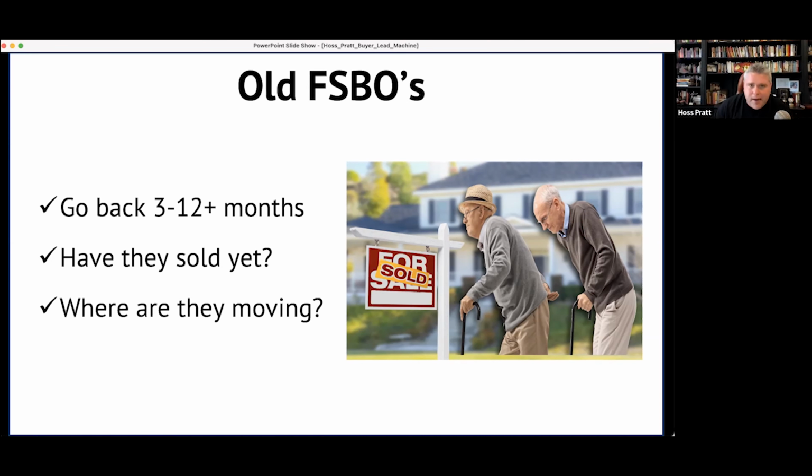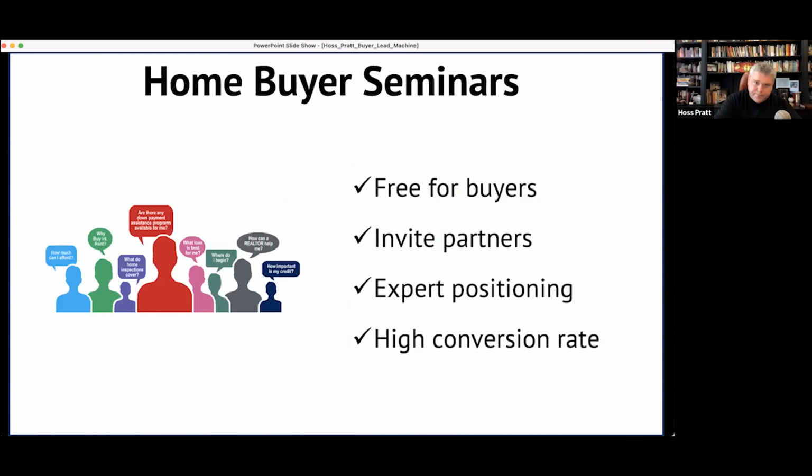Not only old expireds, but old FSBOs. Pull a list of those folks that wanted to sell their home 6 months ago and still haven't done it. You have the same conversation with them. If there is a chance that they want to sell, then they're going to list it now, because now's the time to do it. And the best part is there's no competition. It's the old blue ocean strategy. Nobody else is marketing to them.